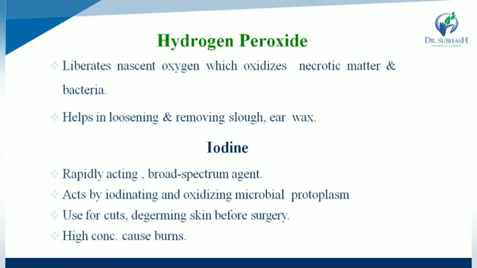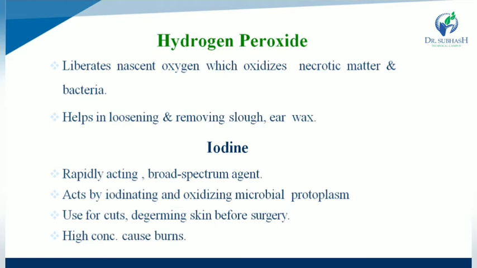Next one, examples of antiseptics. First one is hydrogen peroxide. It liberates nascent oxygen which oxidizes necrotic matter as well as bacteria, and helps in loosening and removing slough and earwax. So what is the role of hydrogen peroxide? It liberates nascent oxygen which oxidizes necrotic matter as well as bacteria, and helps in removing slough or earwax. Next one is iodine.